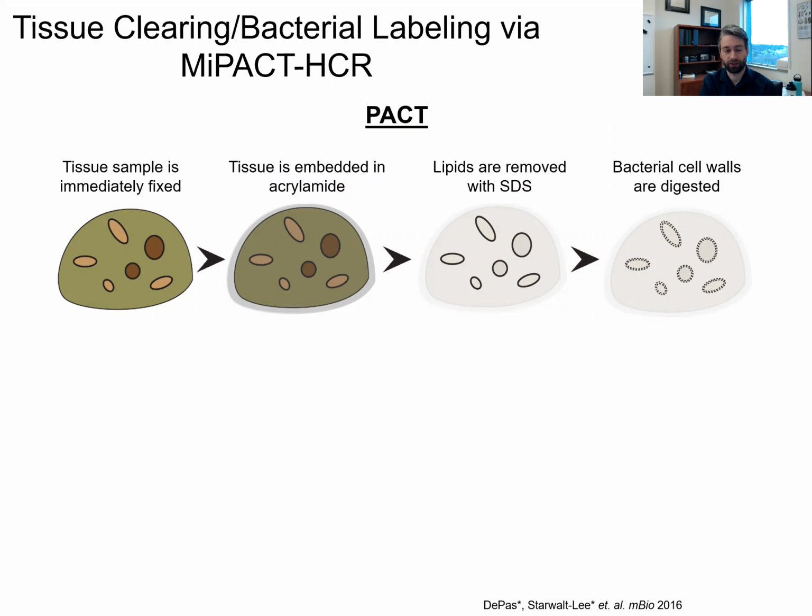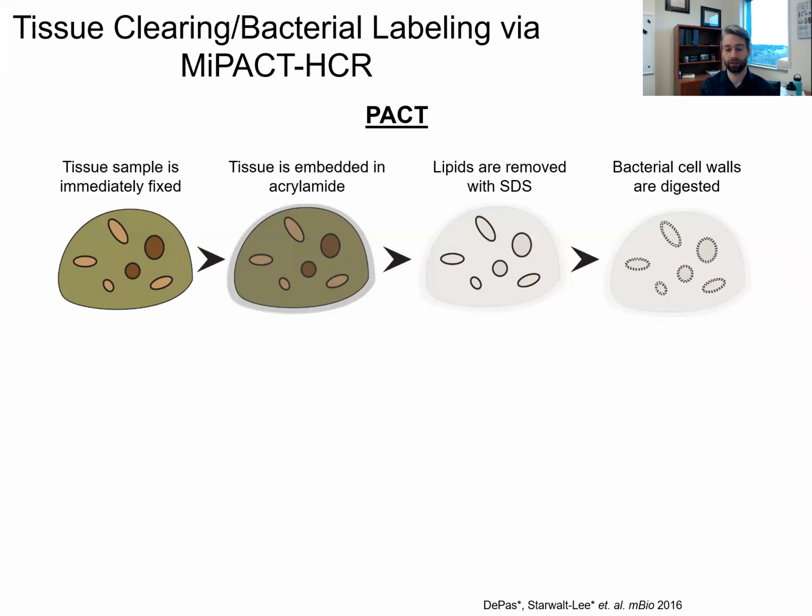We call this MyPact HCR. It involves taking a tissue sample. In the case of CF, this is usually expectorated sputum. You fix it in formaldehyde, embed it in an acrylamide matrix. This provides some structural support. And then you can optically clear it by removing a lot of the lipids. And this just makes a now stable, transparent tissue that you can do three-dimensional imaging through.